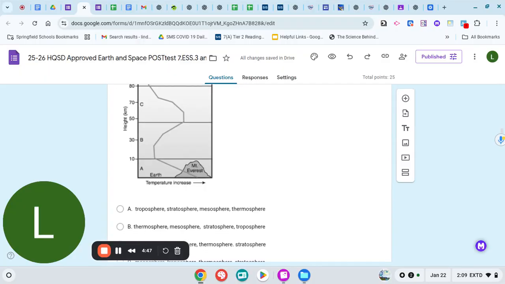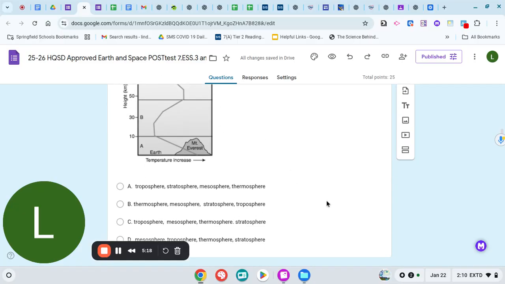Is it A, troposphere, stratosphere, mesosphere, thermosphere? If you choose A, you're saying that A is troposphere, B is stratosphere, C is mesosphere, and D is thermosphere. Or is it B, thermosphere, mesosphere, stratosphere, troposphere? If you choose B, then you're saying this one right here is the thermosphere, B right here is the mesosphere, C right here is the stratosphere, and D up at the top would be the troposphere.